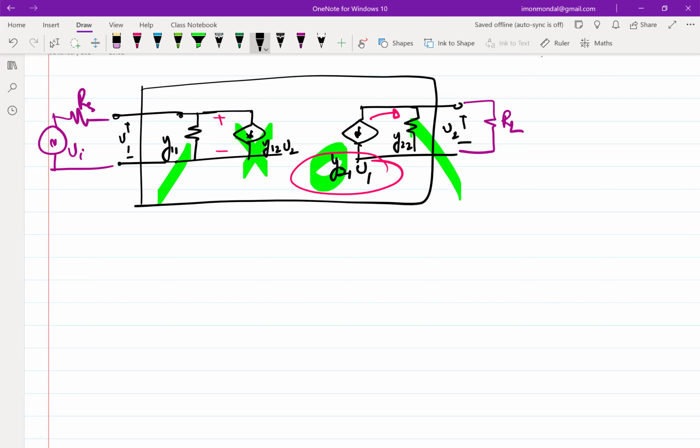Yes. When I write Y, it means conductance. I don't want to write 1 by R every time.